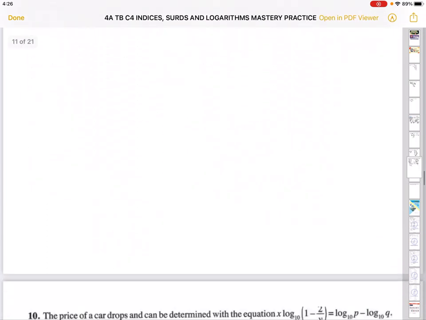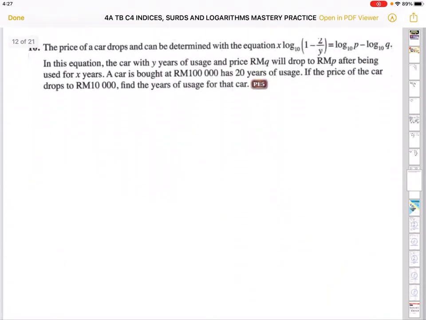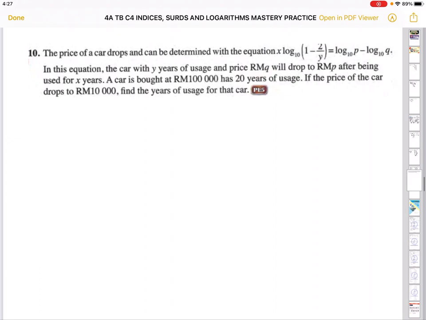So in question 10, the price of a car drop can be determined by this equation. The equation is x log with the bracket 1 minus 2y equals log base 10 p minus log base 10 q. So here, the car with y years of usage has a price of q, will drop to a price of p used for x. Remember, x and y are years of usage, p and q are the prices. So first of all, the car is bought at 100,000. That means 100,000 is a price. All right. So originally q is 100,000.